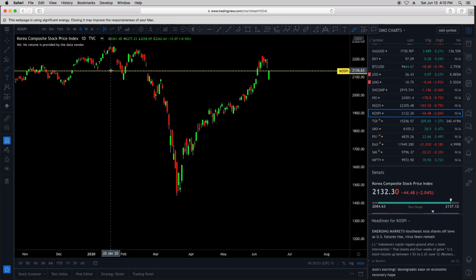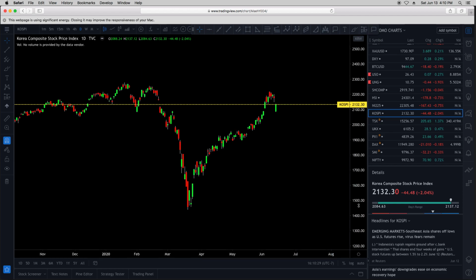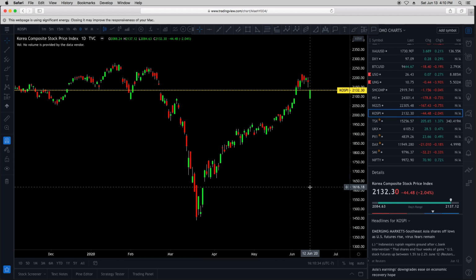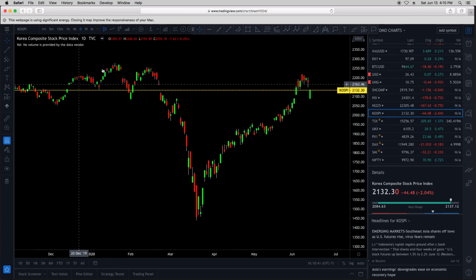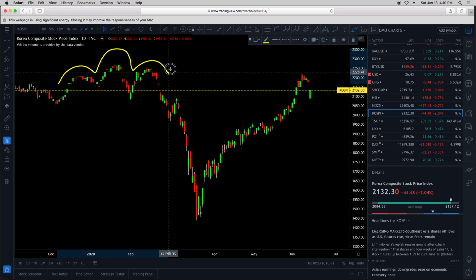KOSPI, the South Korea Composite Stock Price Index. This one, notable, I gotta point this out. If anyone from South Korea is looking at this for the first time and you are wondering, why did we crash? How could I have known? There is a huge pattern staring us in the face right here on a daily chart. It's called the head and shoulders. Right here, left shoulder to the head, to the right. What does that mean? Downside.